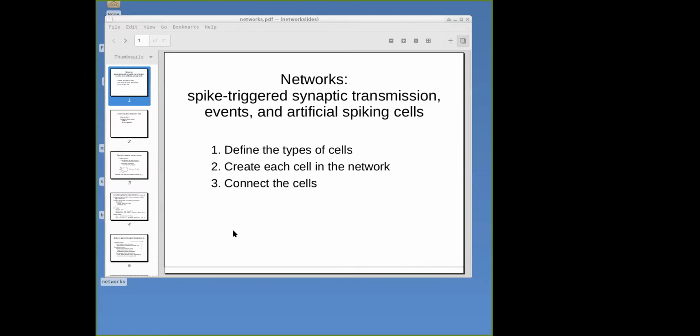Okay, the second task, of course, is creating those instances, right? And keeping track of them somehow, all right?